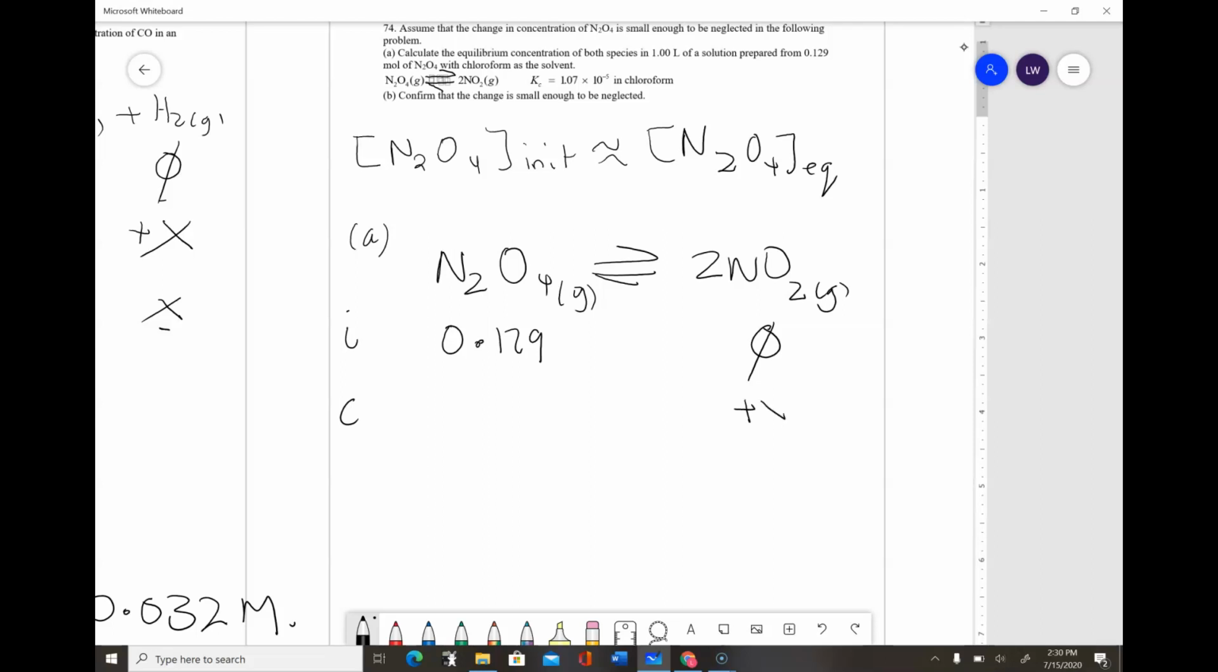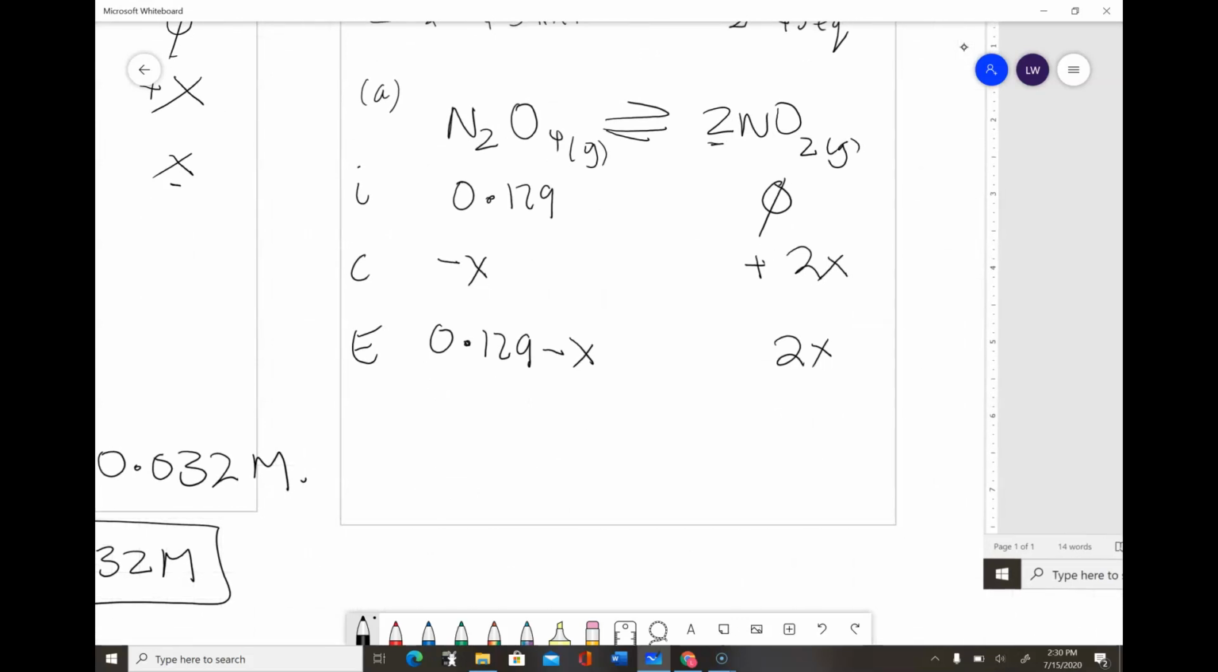So that's going to go up by some amount, not just x, but it's going to go up by 2x, because we've got 2 of these, and this is going to go down by x. So when this comes to equilibrium, we'll have 0.129 minus x over that, and we'll have 2x of the NO2. Now, the thing that we said is that we can approximate the equilibrium amount of the N2O4 as being the original amount. That's what we mean.